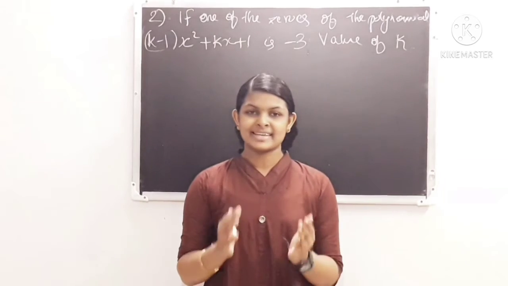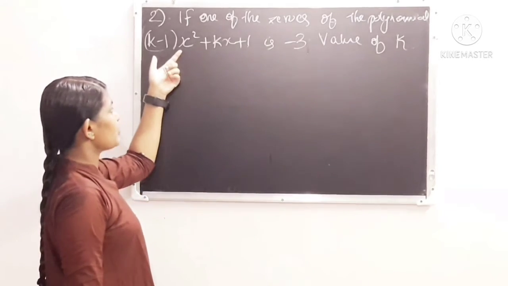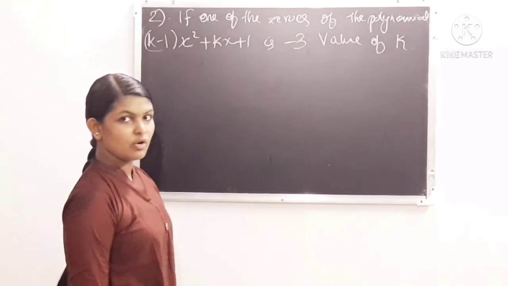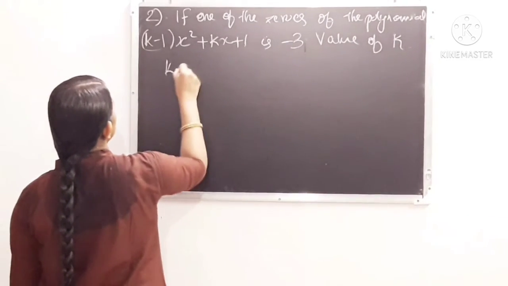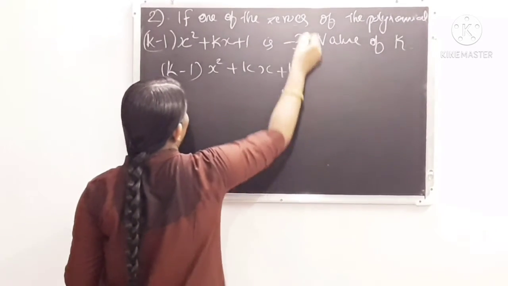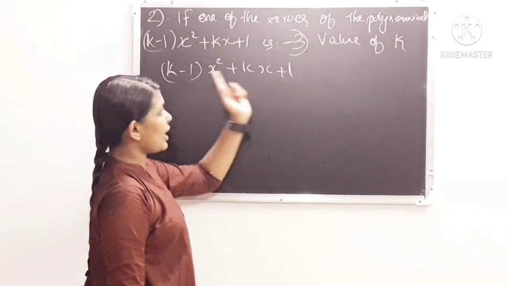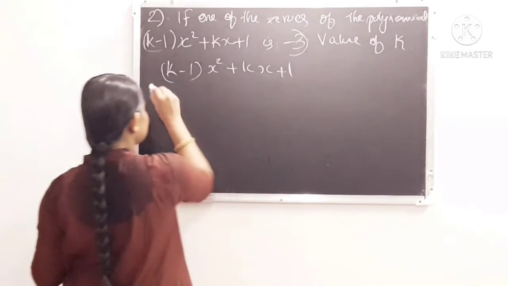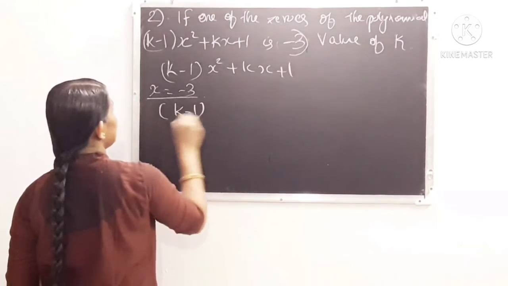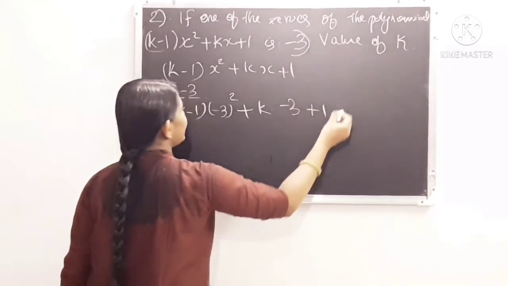Okay. Now we can discuss the second question. The second question is, if one of the zeros of the polynomial k minus 1 into x square plus kx plus 1 is minus 3, we have to get the value of k. Given that minus 3 is a zero of this polynomial, if we put minus 3 in place of x, we get the answer as 0. So when we put x equal to minus 3, we get k minus 1 into minus 3 square plus k into minus 3 plus 1 is equal to 0.